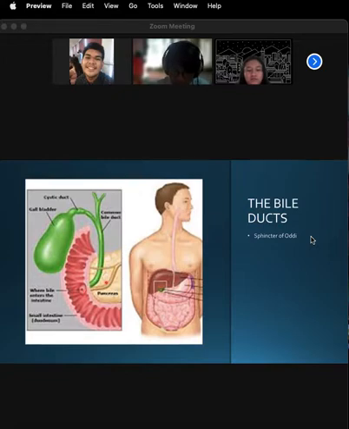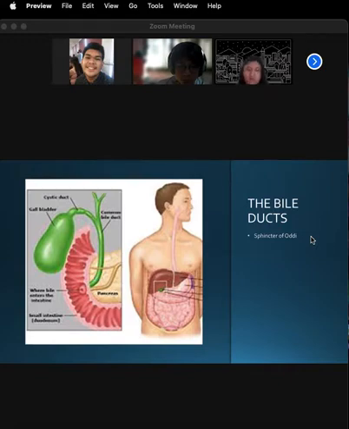Now, when contracted, the sphincter of Oddi diverts bile back into the gallbladder. Okay? Cholecystokinin causes relaxation of the sphincter of Oddi, thereby promoting the flow of bile into the duodenum from the common bile duct.